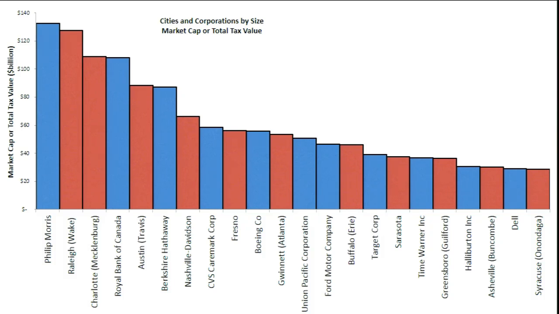We often forget exactly how big our local governments are. So what I did here is this is a chart where I put side by side some of the counties where we've worked with Fortune 500 companies by total tax value and market capitalization. To just make the point, Buncombe County is about the same size as Dell, or Wake County is about the same size as Philip Morris, or Boeing is about the same size as Gwinnett County, Georgia.